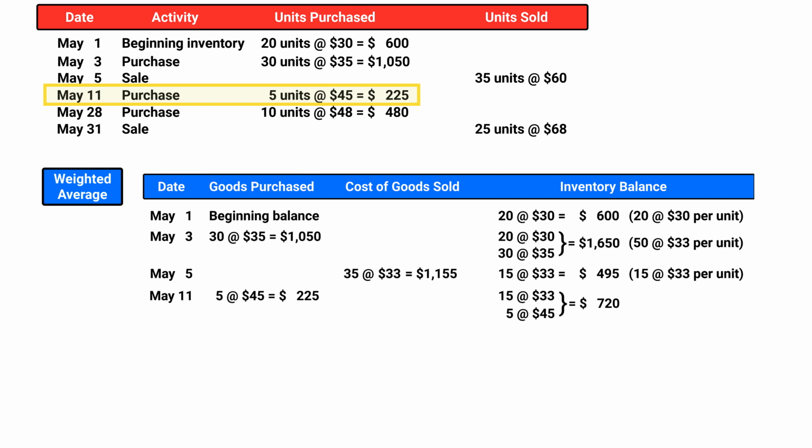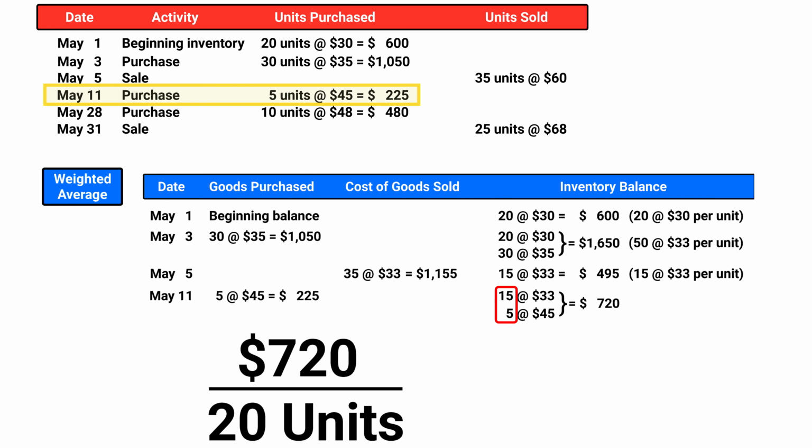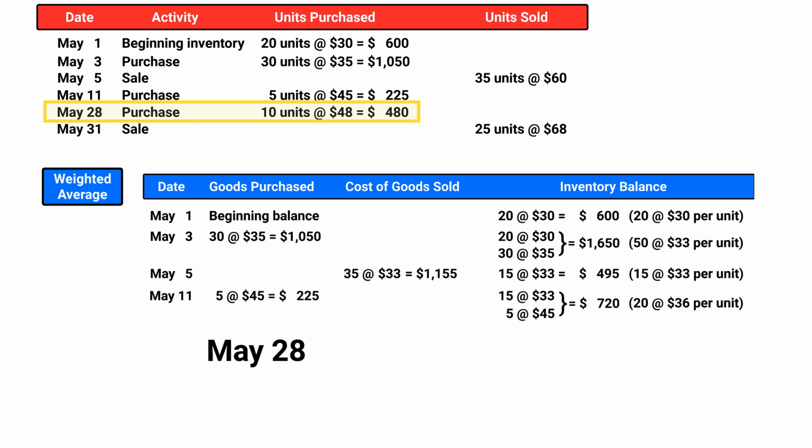To compute weighted average cost per unit, we take the $720 and divide it by units available for sale, which is 15 plus 5 units or 20 total units. This gets us a $36 weighted average cost per unit. On May 28th, we purchased 10 units at $48 per unit. Looking at our inventory balance, we see 20 units at $36 and 10 units at $48.